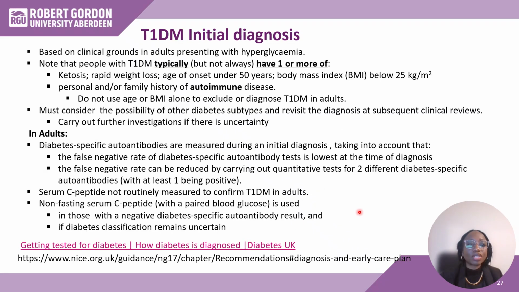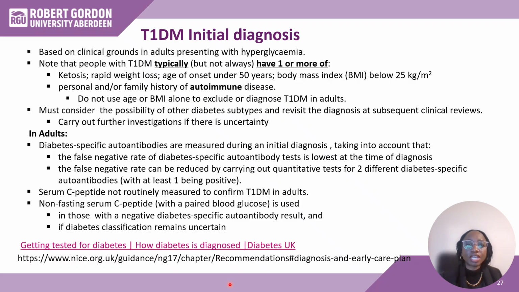So based on clinical grounds, in adults presenting with hyperglycemia, people with type 1 diabetes typically, and this is typically, not always, have more than one of these symptoms listed here. So ketosis, rapid weight loss, age onset under 50 years of age, and they typically have a BMI of below 25 kilograms per meter squared. There's also a personal or family history of autoimmune disorders or autoimmune disease.